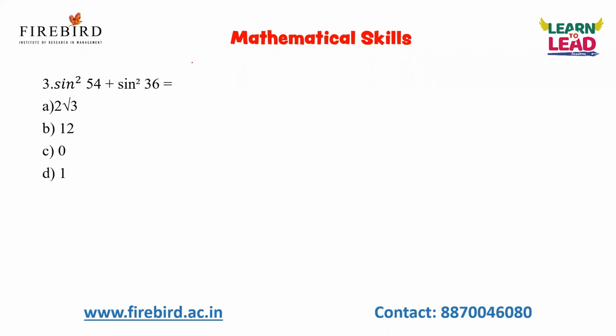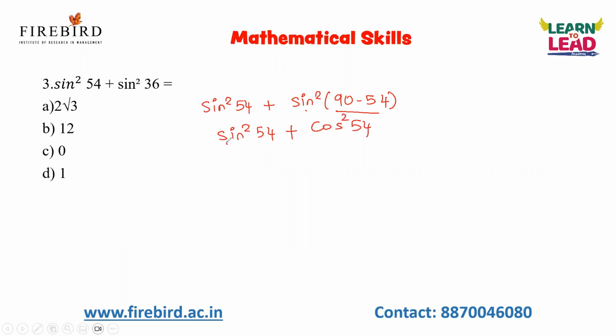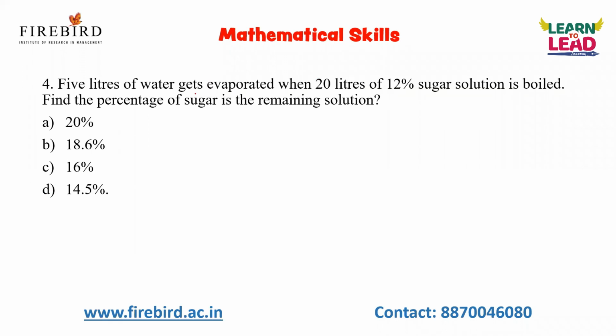Okay, now. Sine square 54 plus sine square 36. So this is a question based on trigonometry. You can write sine square 36 as sine square of 90 minus 54, because 90 minus 54, you'll get 36, right? Now, sine square of 90 minus theta is nothing but cos square theta. So cos square 54. So sine square theta plus cos square theta is equal to 1. So 1 is your answer. It's very simple. So you should know the basics of trigonometry also while solving the question.